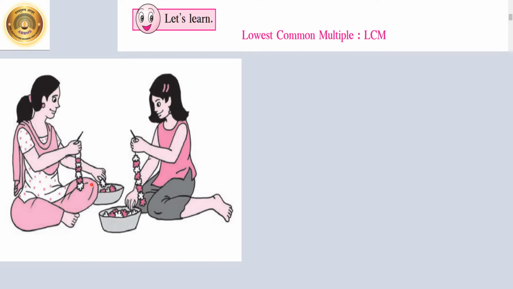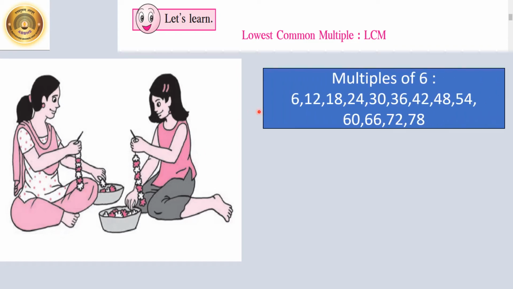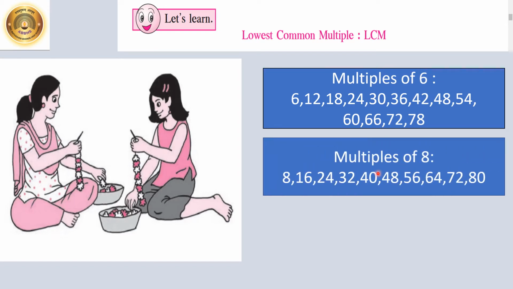Multiples of 6 are numbers that are divisible by 6. So, let's write the multiples of 6. 6, 12, 18, 24, 30, 36, 42, 48, 54, 60, 66, 72, 78. Now write multiples of 8. 8, 16, 24, 32, 40, 48, 56, 64, 72, 80.